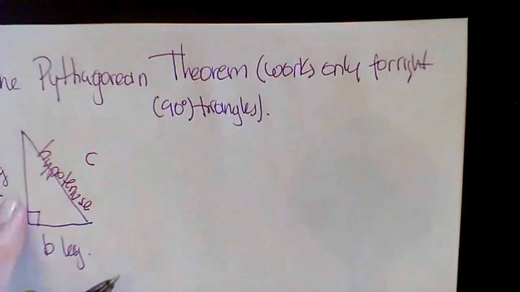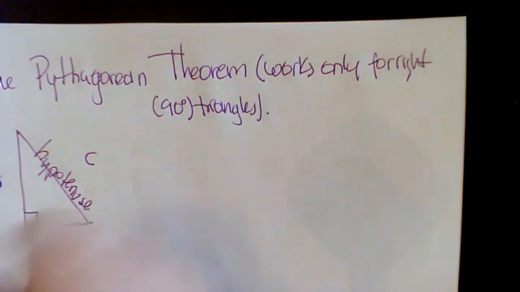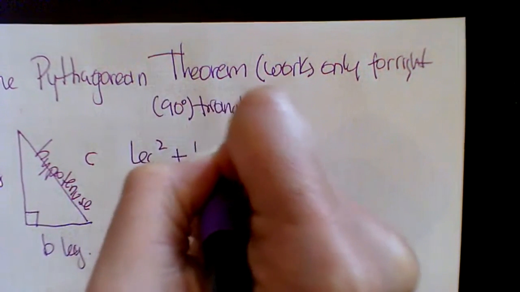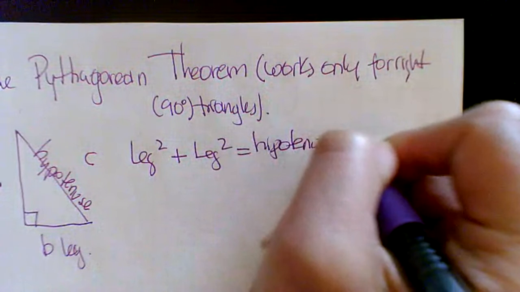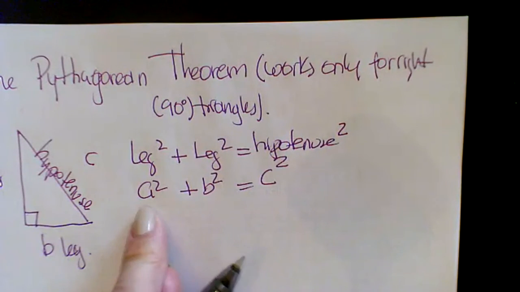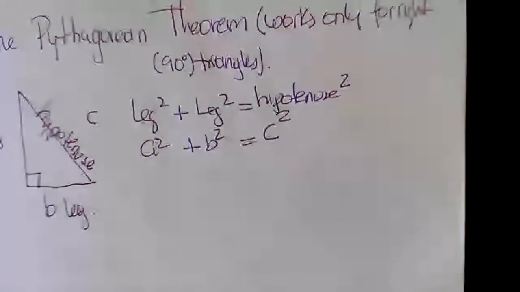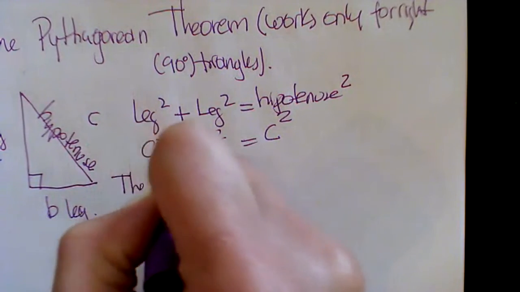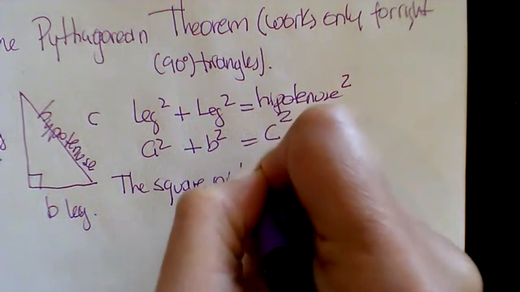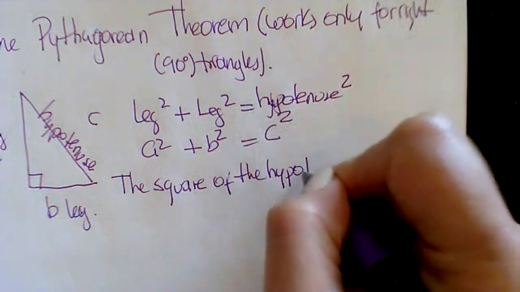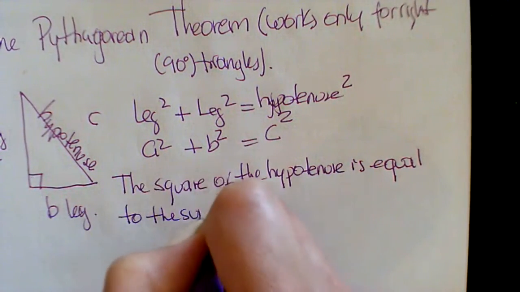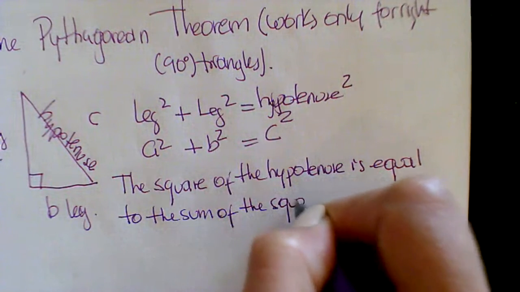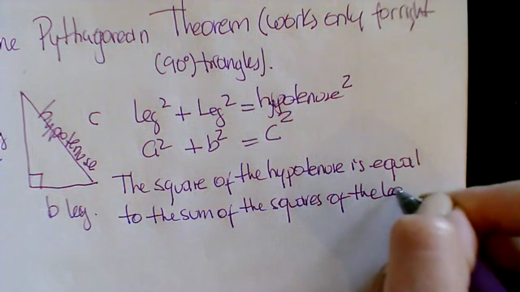And here's the right triangle. How do I know that's the legs? Because they form a 90 degrees angle. And it says that the leg squared plus the other leg squared is equal to the hypotenuse squared. So A squared plus B squared is equal to C squared. So the square of the hypotenuse is equal to the sum of the squares of the legs. And we are going to do an example. Okay?